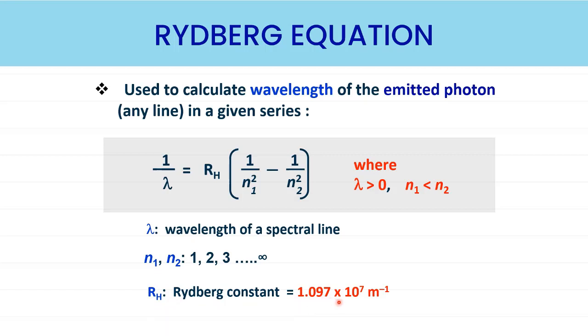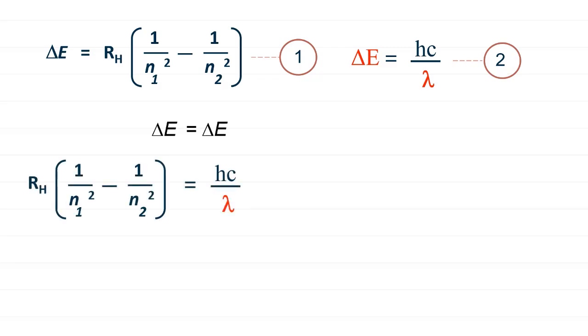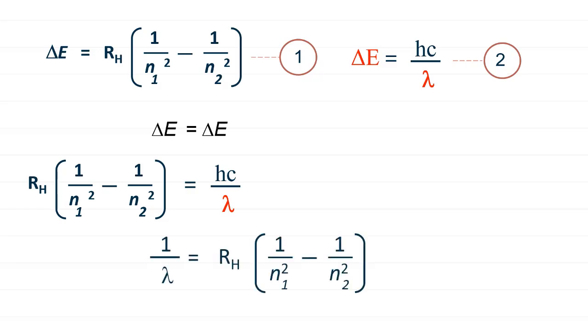which is 1.097 times 10 to the power of 7 per meter. In previous equations, we used the Rydberg constant in joules. Now we're going to use it in per meter because we are interested in the wavelength. The Rydberg equation can be derived from these two equations. So we substitute these equations, and by keeping only 1 over lambda on one side and bringing everything else to the other side, we end up with this formula. So please note that this RH in here, we're going to use the amount in per meter. How do we get this per meter? It is basically this RH divided by hc. Then we're going to keep it as RH with a different value.